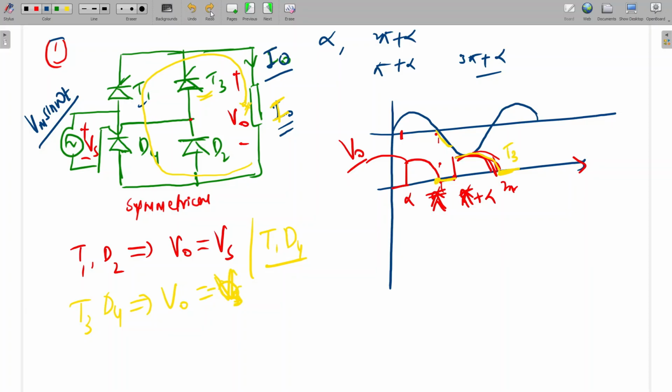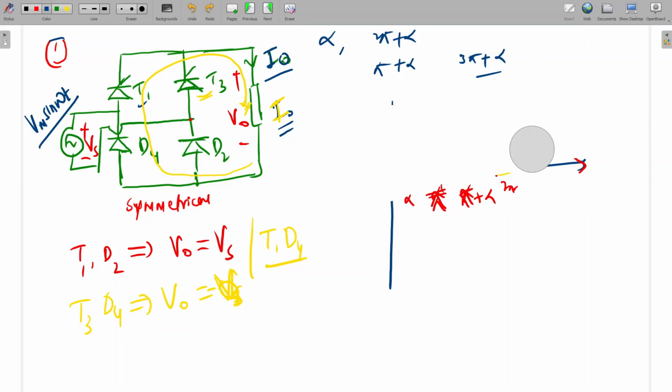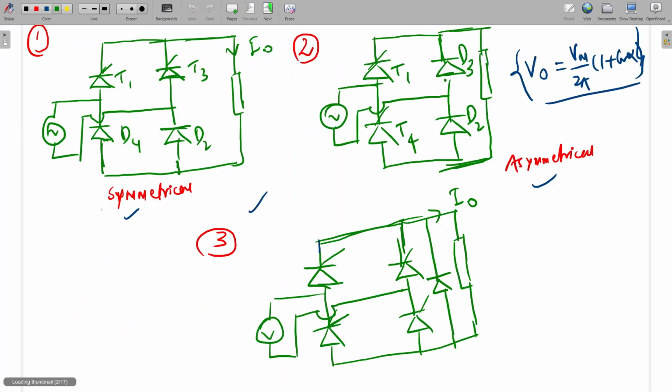Sir, what is the objective of this circuit? This is an AC to DC converter. On the input side we apply an AC voltage, and the output will be DC. This circuit is called a semi-controlled converter, also known as a semi full bridge rectifier. Three such circuits are there.